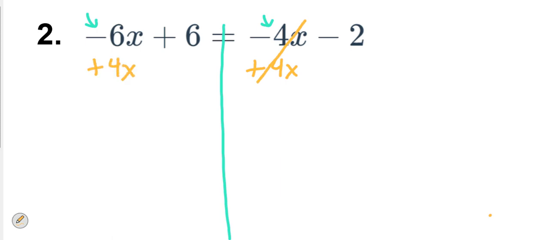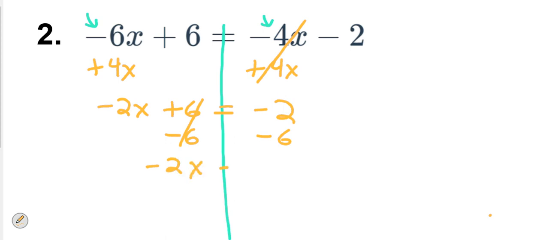So negative 6x plus 4x is negative 2x. I bring down everything else that I didn't do anything to, and now guess what? Two-step, right? We can do a two-step. Let's get rid of the 6. We're going to subtract it. That gets rid of it over here. We had to do it to the other side to keep everything even Steven. Negative 2 minus 6 is negative 8. And our last thing is we get rid of that negative 2 by dividing.